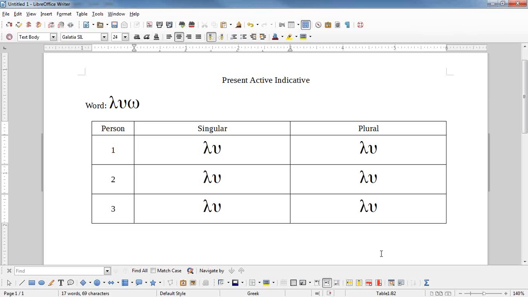Now we need to know the endings. The noun endings, okay? Or I'm sorry, not the noun endings, the verb endings. So the first person singular, the verb ending is simply an N. Oh, that's a V, sorry about that. The verb ending is omega. Luo. Omega. Okay?